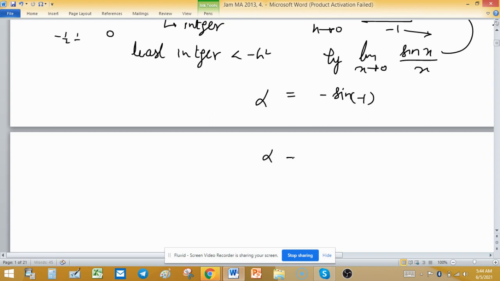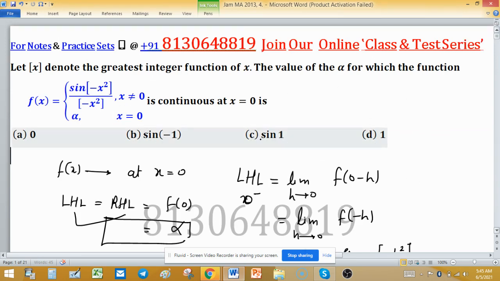So alpha is equal to minus sine of minus 1, which is the same as sine 1, and minus minus turns to positive. So the value of alpha is sine 1. Where is sine 1? In option C. So option C is correct.